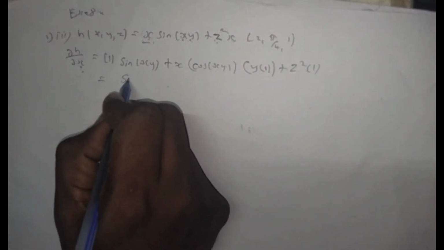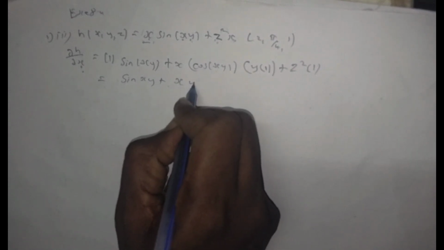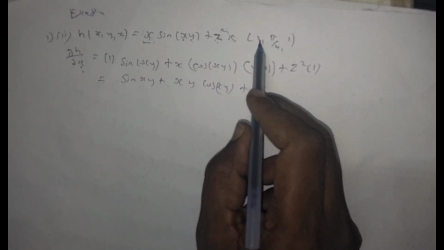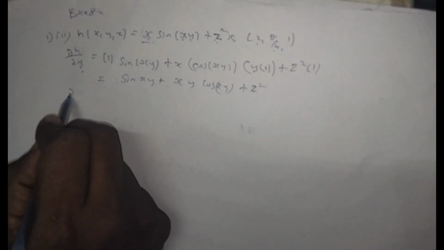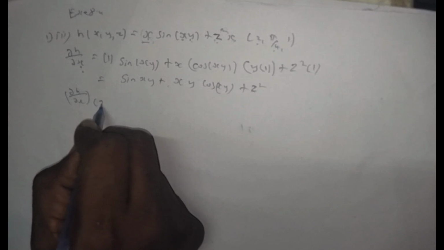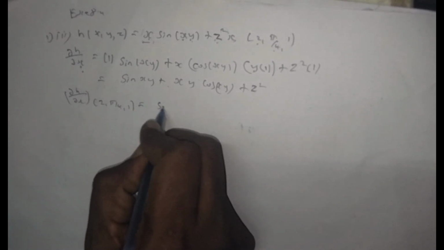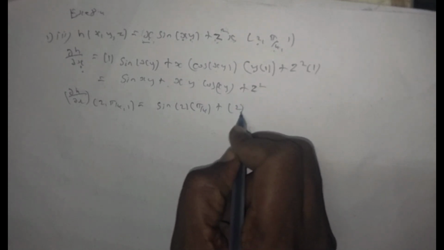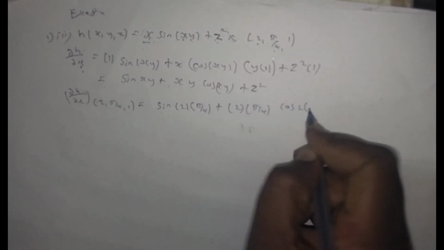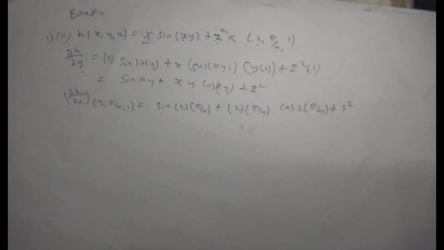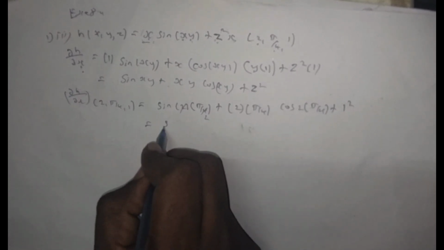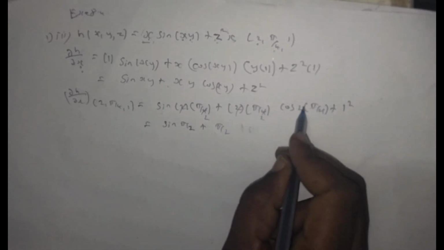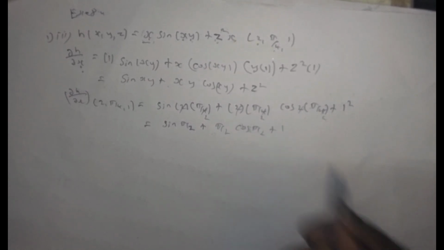So finally we have sin xy plus x into y cos xy plus z squared. Now we want to substitute the values x equals 2, y equals pi by 4, z equals 1. Then dou h by dou x at the point (2, pi by 4, 1) is sin of 2 into pi by 4, plus 2 into pi by 4 cos of 2 into pi by 4, plus 1 squared. Now the 2 cancels, then it becomes sin pi by 2 plus pi by 2 cos pi by 2 plus 1 squared, which becomes 1.